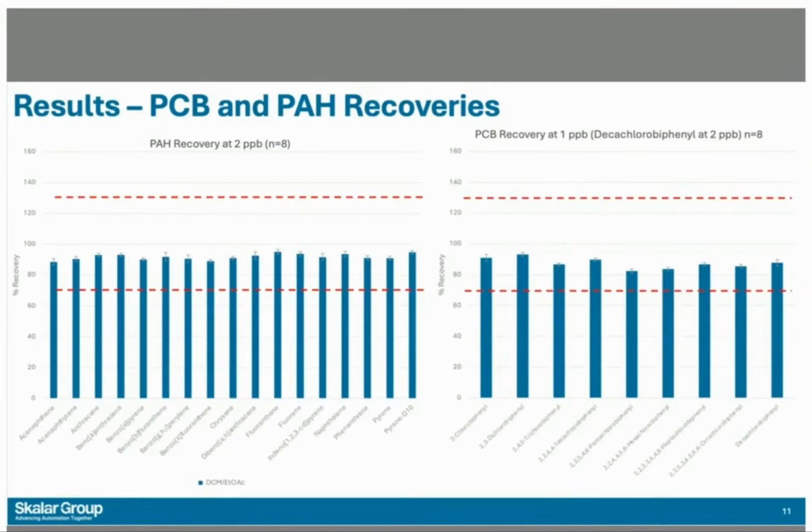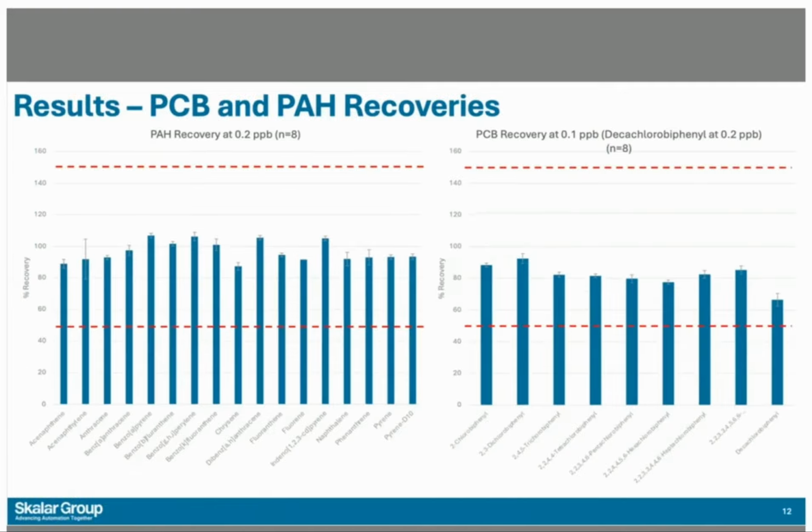Okay, getting to the good stuff, some results. So this is at the spike level we chose for the IBC, which was 2 ppb for PAHs and 1 ppb for PCBs. The red lines, as you can imagine, are the thresholds for recovery. This was a fairly small statistical sample, so the N equals 8, but we saw passing recoveries at this level for all the PAHs and PCBs.